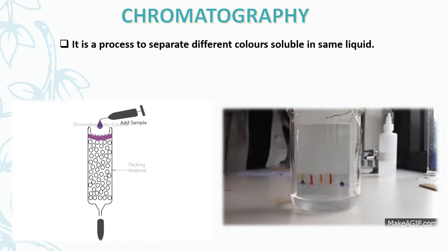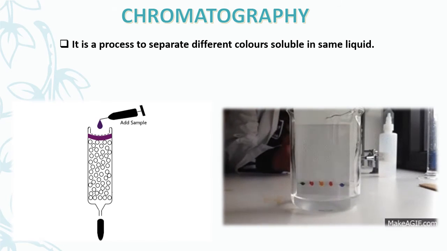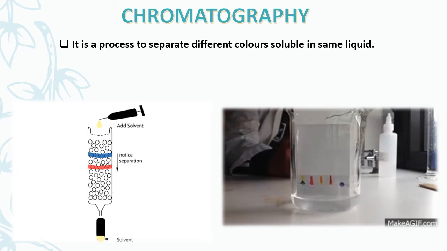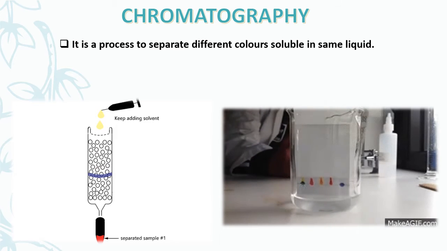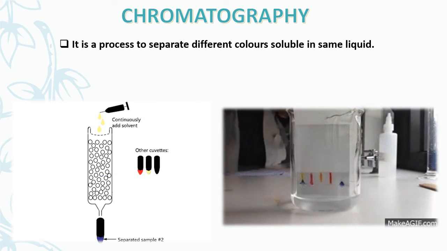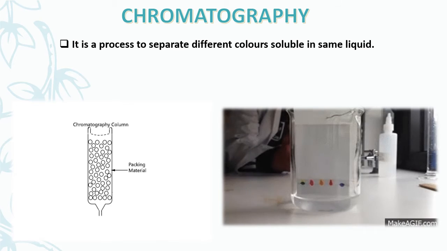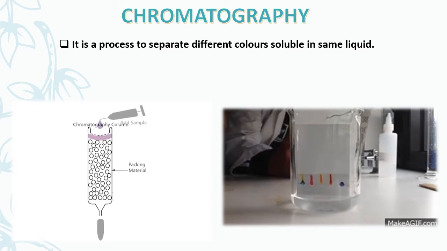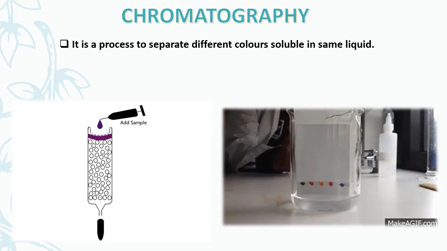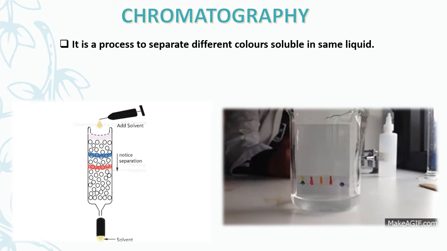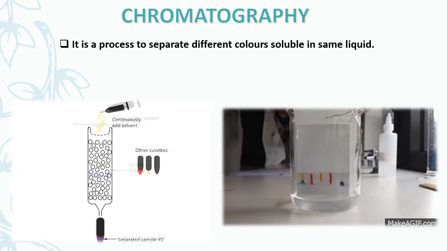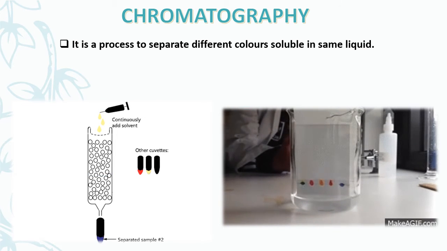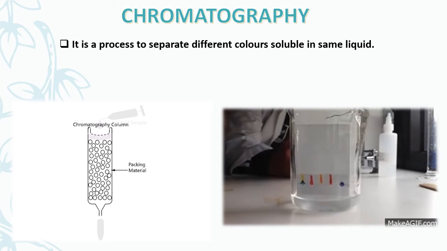So we can say this process of separation of components of a mixture is known as chromatography. Chroma in Greek means color. This technique was first used for separation of colors, so this name was given. Chromatography is the technique used for separation of those solutes that dissolve in the same solvent. By using this technique, you can even separate dyes in black ink.